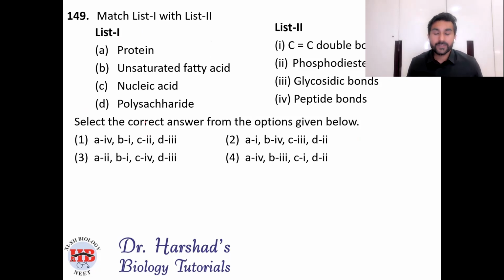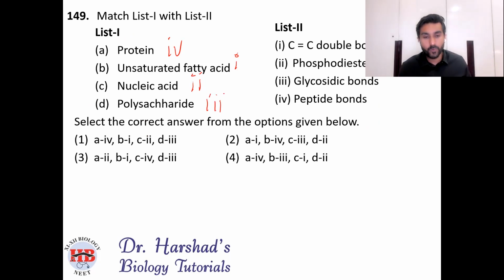Match list 1 with list 2. This is the question about bonds. Proteins show peptide bonds. So A would be 4. Unsaturated fatty acids do have double bonds, and so B would be 1. Nucleic acids show phosphodiester bonds, that is C2. And polysaccharides are monosaccharides held by glycosidic bonds. So D would be 3. So A4, B1, C2, D3. That's option number 1.